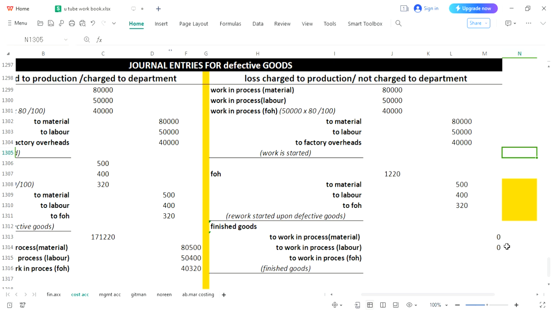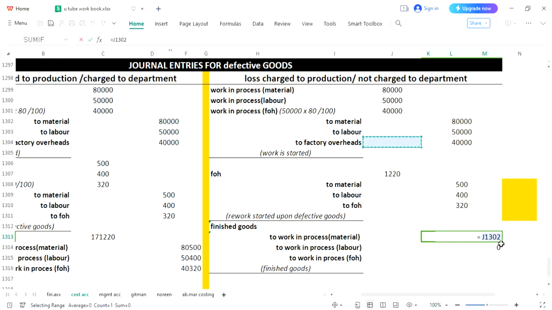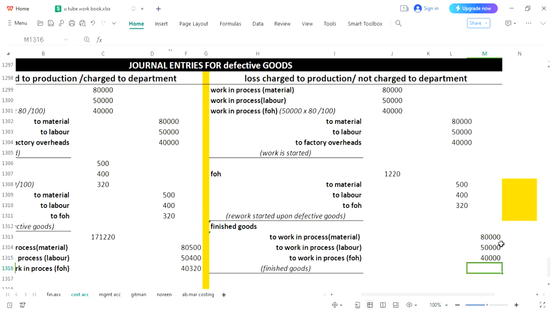That amount is 80,000. What I am doing, I am taking the amount of this work in process highlighted. The same amount you will put over here, and then you need to put the amount of labor. This is the amount of labor highlighted area, and the same amount you will put over here without any calculation. And then finally the third amount is for FH. This is the highlighted amount of work in process FH, and you write the same amount over here, and that's all. You don't need to change anything.